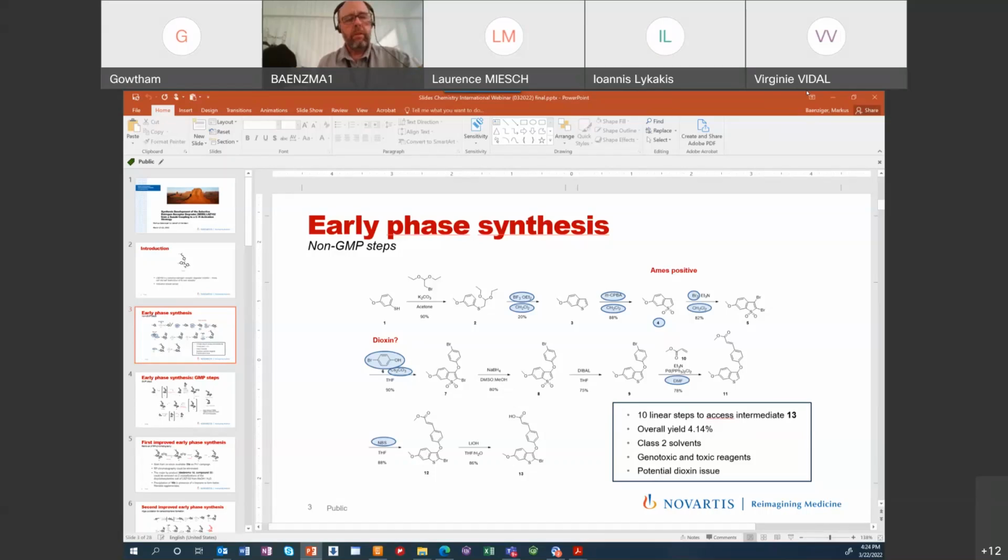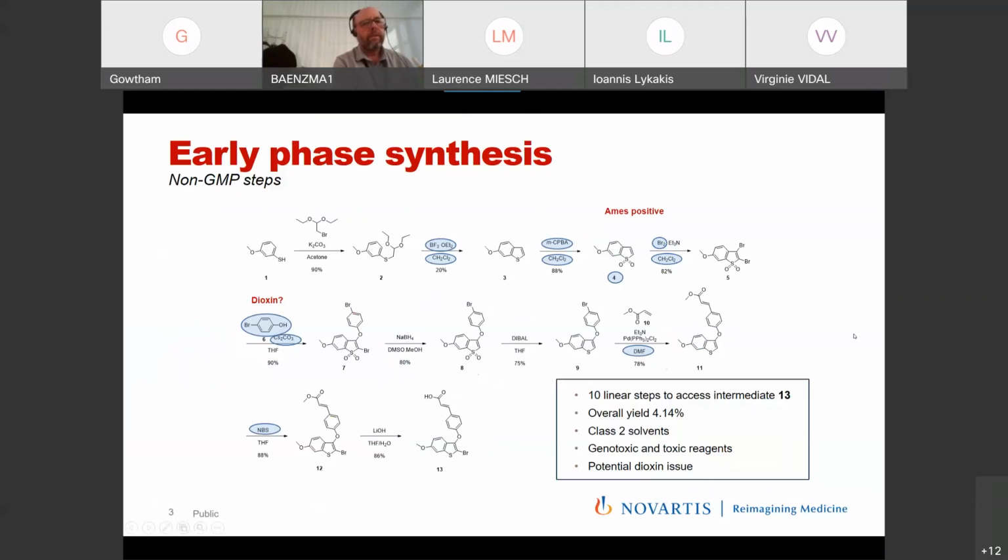Excuse me, would it be possible to have full screen, please? Because your molecules are very small and it's quite difficult to see. Is it better? Yes, it's much better. Oh, sorry. Okay. Thank you.